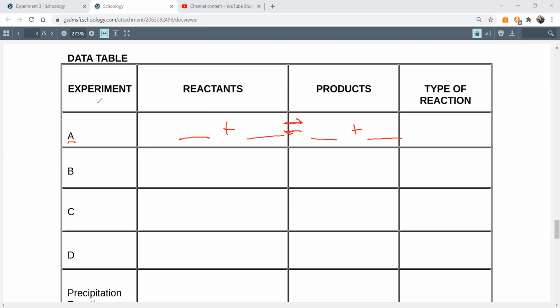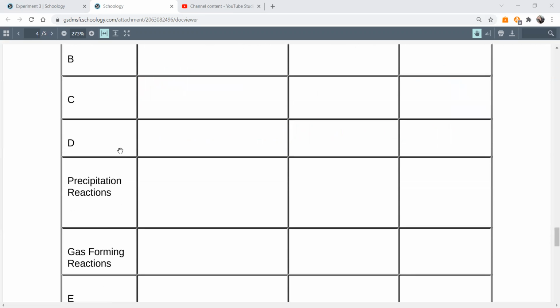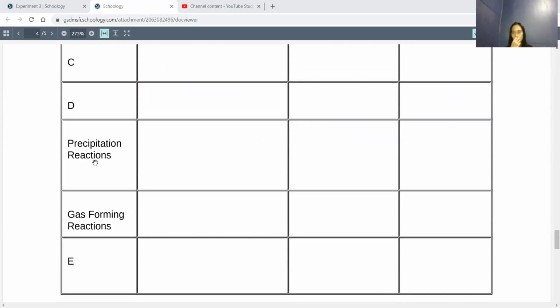And do not forget to balance the reaction or the equation if necessary. Okay? Reactants coming from the procedure, and itong mga products, you are the one who will be going to predict the products for the reaction. And you also have to identify the types of reaction for each experimental procedure. So pasunod ito, A, B, C, D, and then we have the precipitation reaction, the gas forming reaction, and then letter E is the combustion reaction.